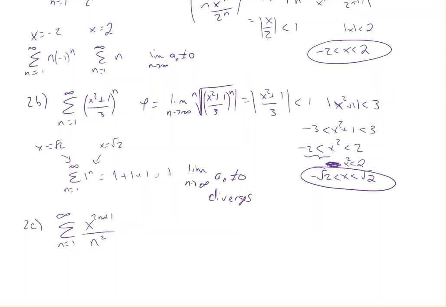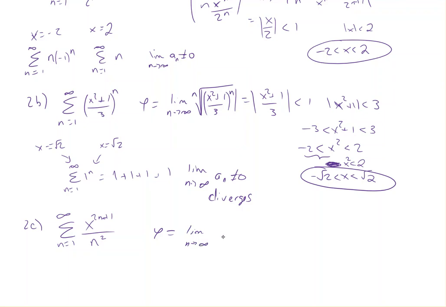Okay. Oh, this one looks fun. Got a 2n up there. Well, again, I'm going to use the ratio test. It's my go-to whenever I have some exponential and some non-exponential. Sometimes it doesn't work, but it's my go-to first step.